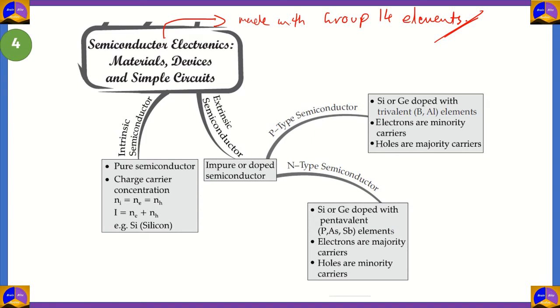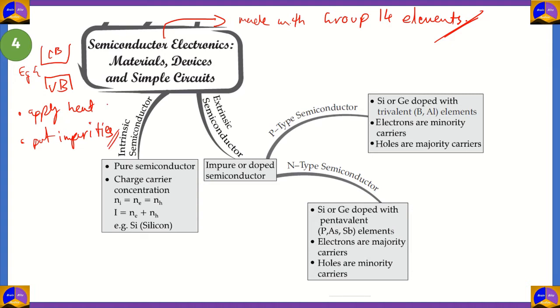Semiconductors consist of a conduction band and a valence band, and they have some definite energy gap between them. Under normal circumstances, electrons cannot flow towards the conduction band. So in order for semiconductors to work, either you have to apply heat, or you have to put impurities. One of these must happen. Accordingly, we have two types of semiconductors, intrinsic and extrinsic.